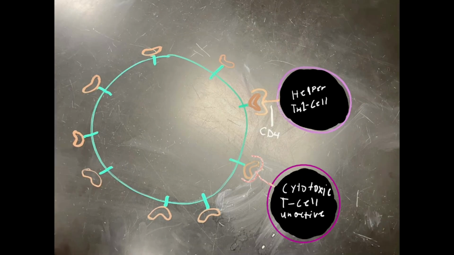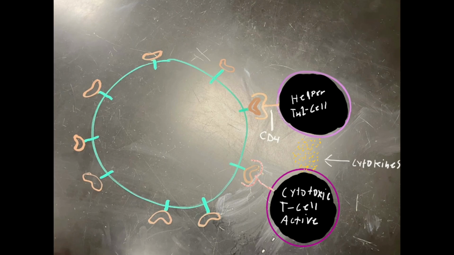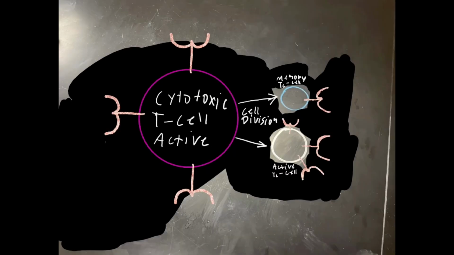Helper Th1 cells release the cytokine IL-2, which activates cytotoxic T cells, causing cell division in cytotoxic T cells, which are also bound to the APC cell by their CD8 receptor. There are two versions of cytotoxic T cells, known as active T cells and memory T cells. Active cytotoxic T cells contain the CD8 receptor and work to destroy pathogen-infected cells in the organism.